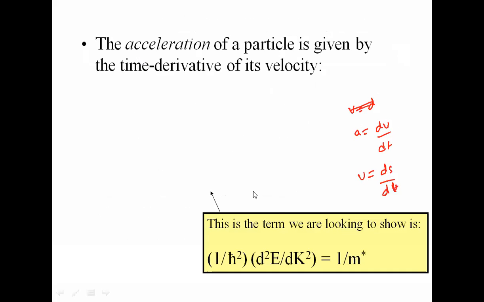Here I'm trying to explain that the acceleration of a particle is given by the time derivative of its velocity. You are differentiating velocity with respect to time. If you want velocity, you have to differentiate the displacement with respect to time. Okay, and then here you can see this. Let me bring that here.